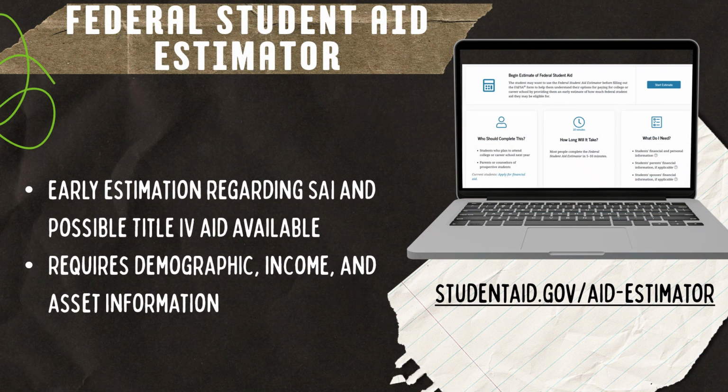An idea of what you could qualify for now? The Federal Student Aid Estimator is a great tool to try out. It gives an early estimation of SAI and possible Title IV aid available. It does require demographic, income, and asset information. Now let's look at the FAFSA in more detail.